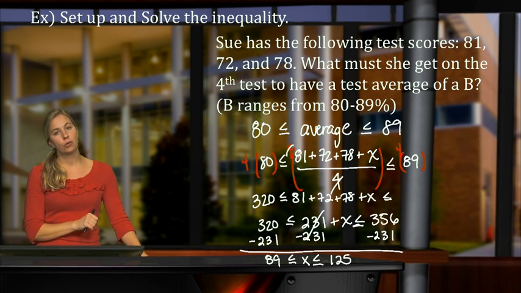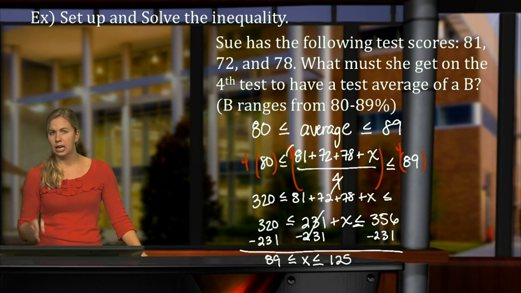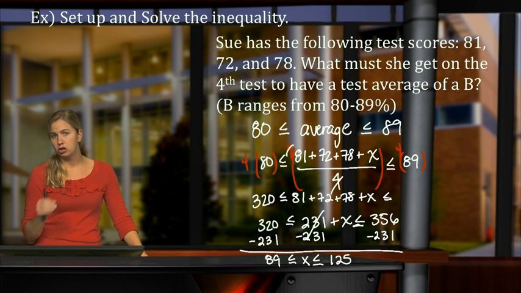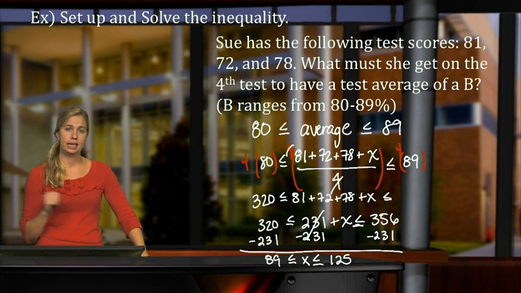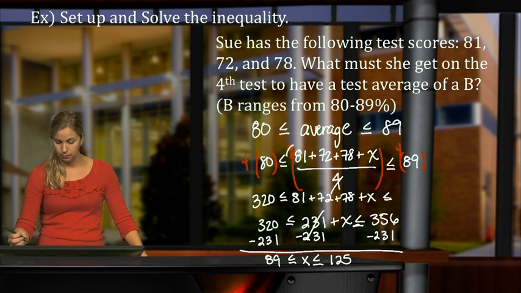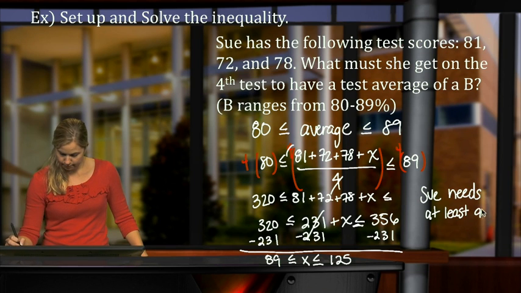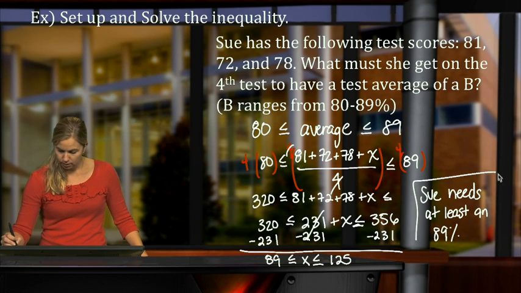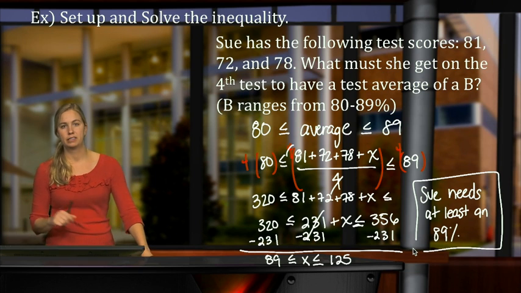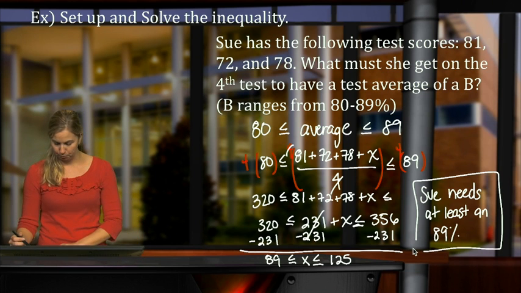Because even if she gets a 100%, she's still going to get a B, isn't she? That 100 on the test, a perfect score on the test, is not going to get her up to an A. So Sue needs at least an 89% in order to get that B.